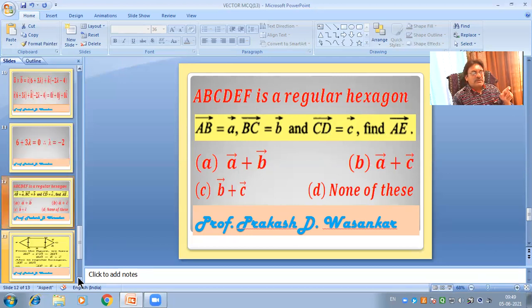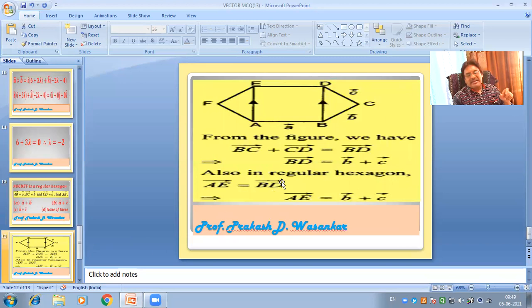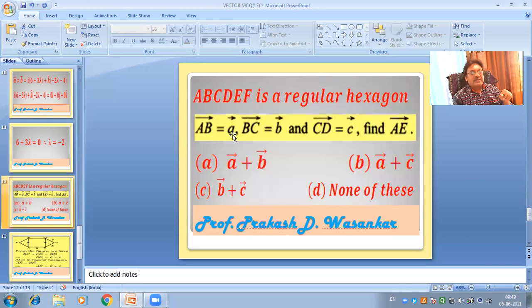So first we draw the regular hexagon. So here A, B, C, D, E, F is a regular hexagon. And here it is given that vector AB is equal to vector A, vector BC is equal to vector B, and vector CD is equal to vector C. This is given in the problem. And we find vector AE.